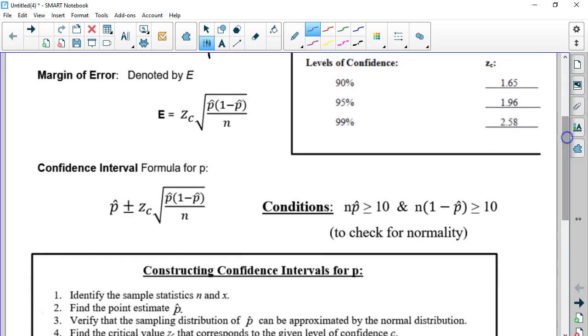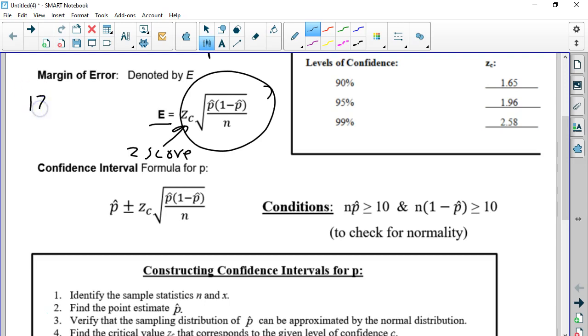Now remember, we talked about this yesterday, that the margin of error, capital E, is denoted by this formula. This is your z-score, okay? And then we're going to have our new symbol, p hat, and 1 minus p hat. So again, think about it. If I got 17 out of 20 correct, that means I got 3 out of 20 incorrect. I got 3 wrong. So 17 right, 3 wrong. This is kind of like p hat, and this is 1 minus p hat.